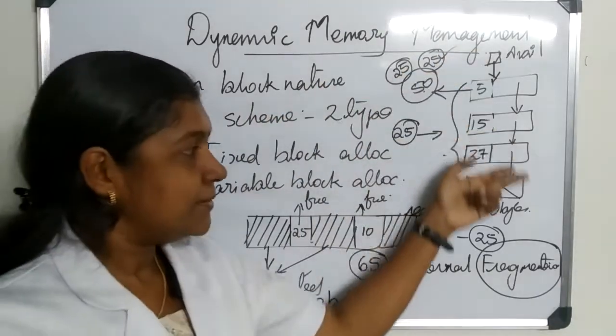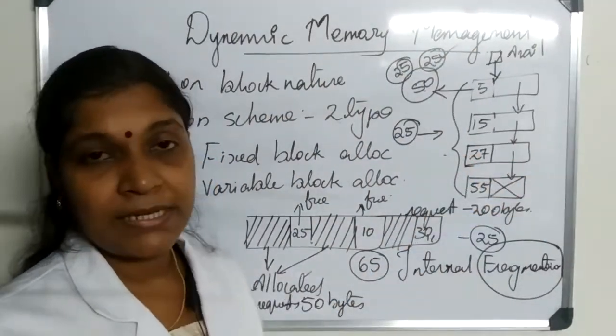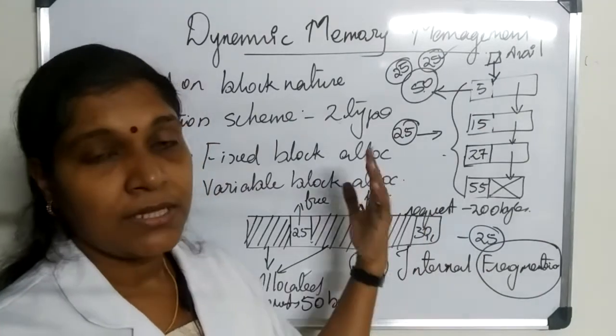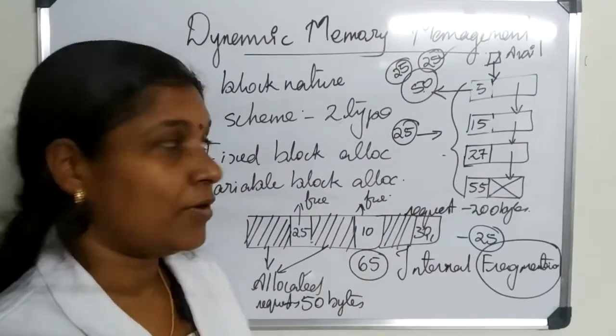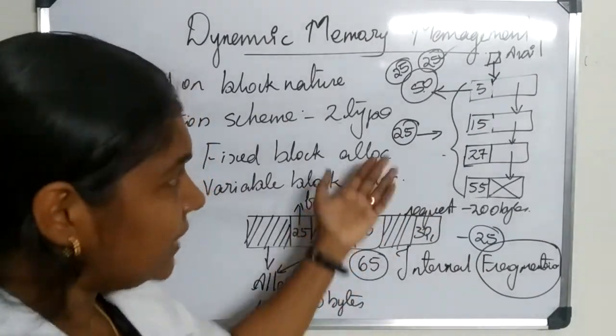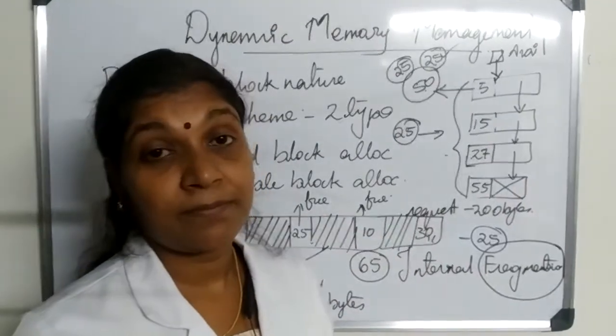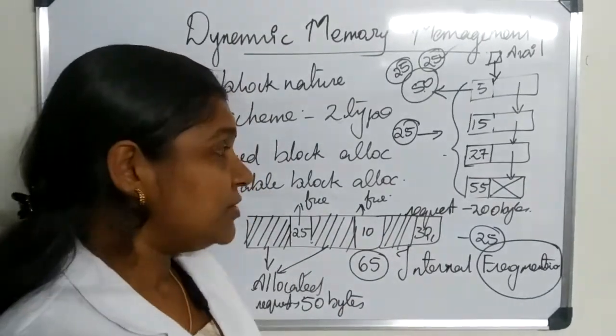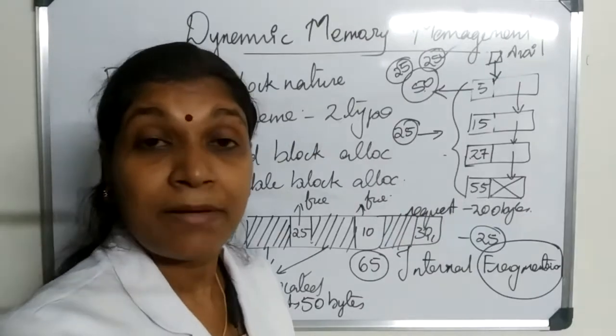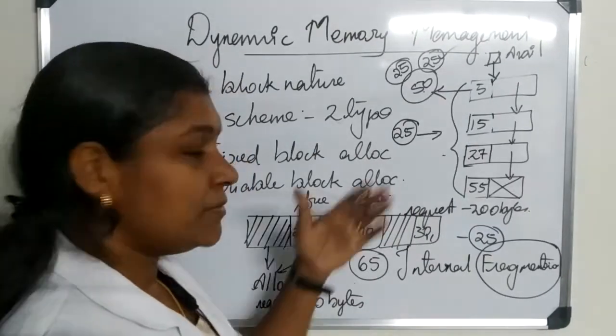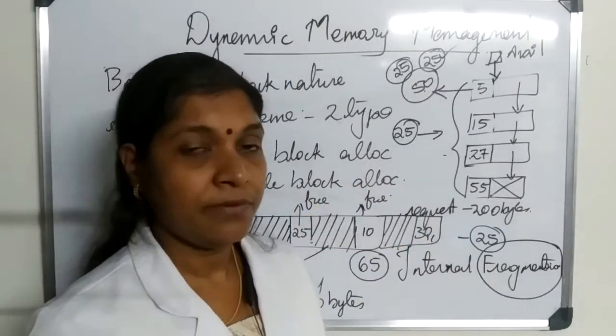That is the method in which the free pool of memory is arranged, whether it is in fixed block size or in variable block size. So this is the first concept. Next we have another classification, based on the scheme or the method by which they are getting allocated. That classification also will continue.